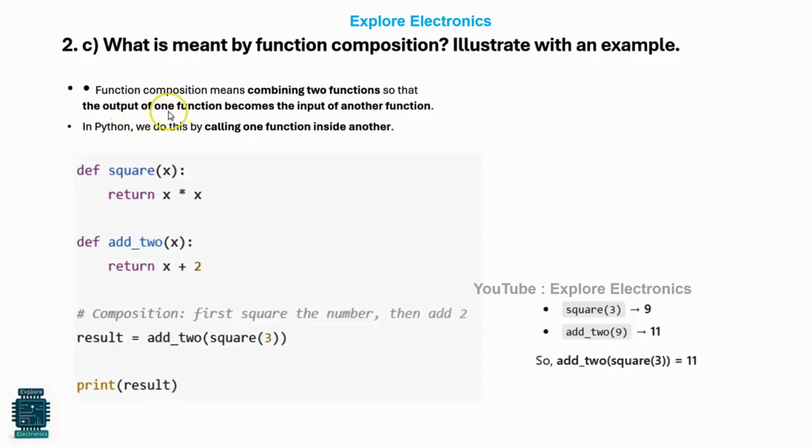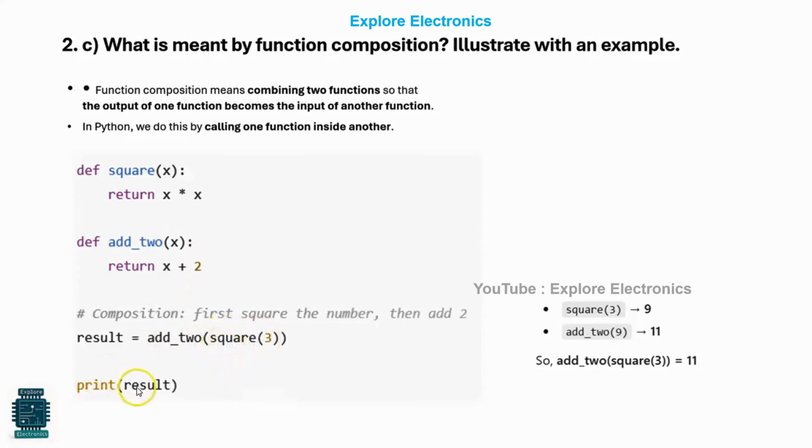In Python, we do this by calling one function inside another. We will call one function inside another function. Clear? Let us see with an example. Define square of x, return x into x. Here, and one more function, define add2 of x, return x plus 2. Again, result is equal to add2 of square of 3. Here, I am taking square and add2. Add2 is already there, and square.